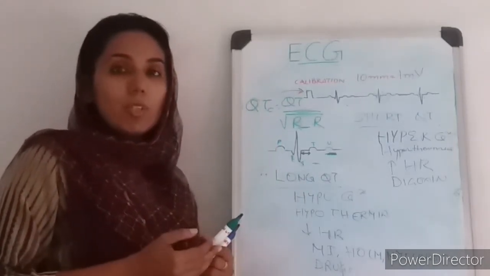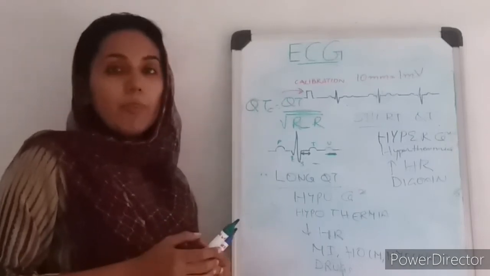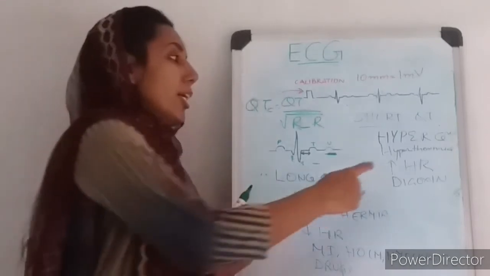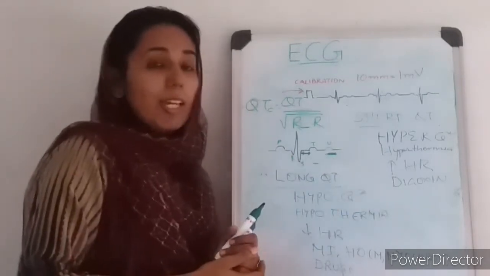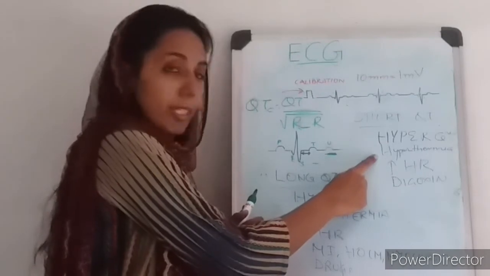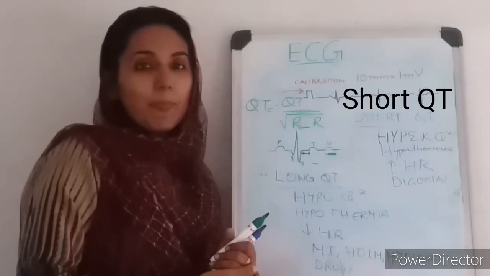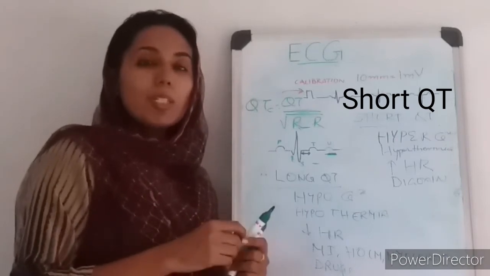There are certain conditions where we get a long QT and there are certain conditions where we get a short QT. So here are the conditions. When you get a short QT, see, there is hypercalcemia, hyperthermia, tachycardia, and also because of the digoxin effect. Whereas long QT is very important.